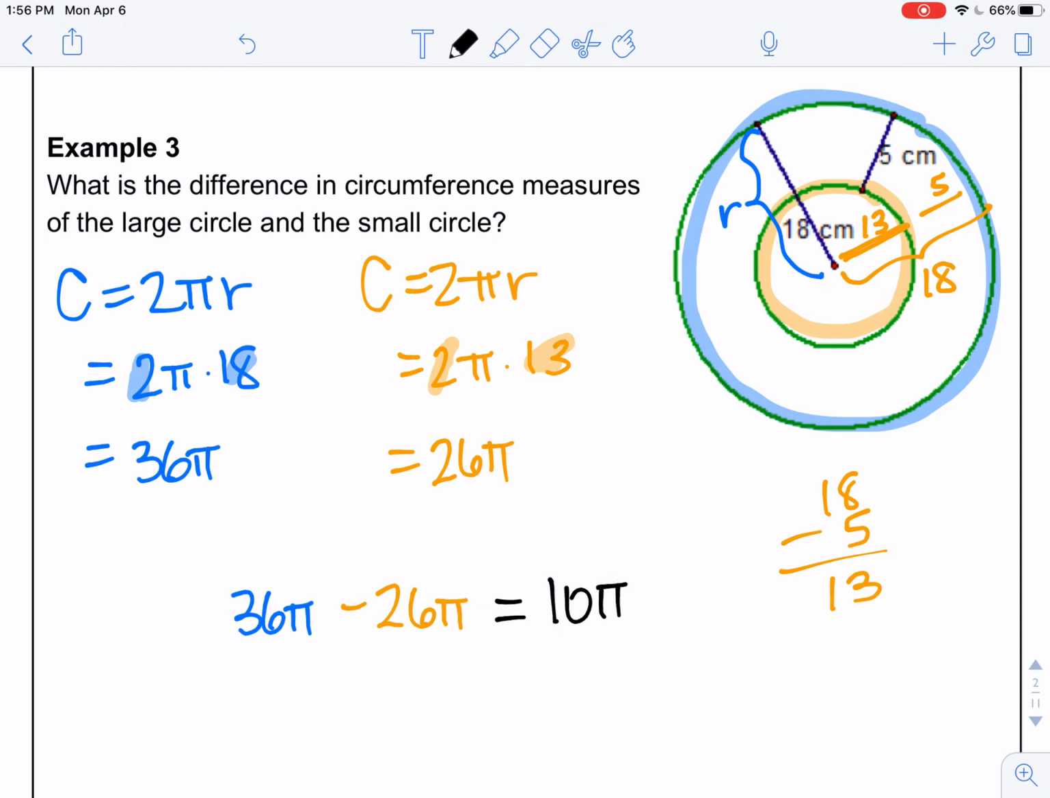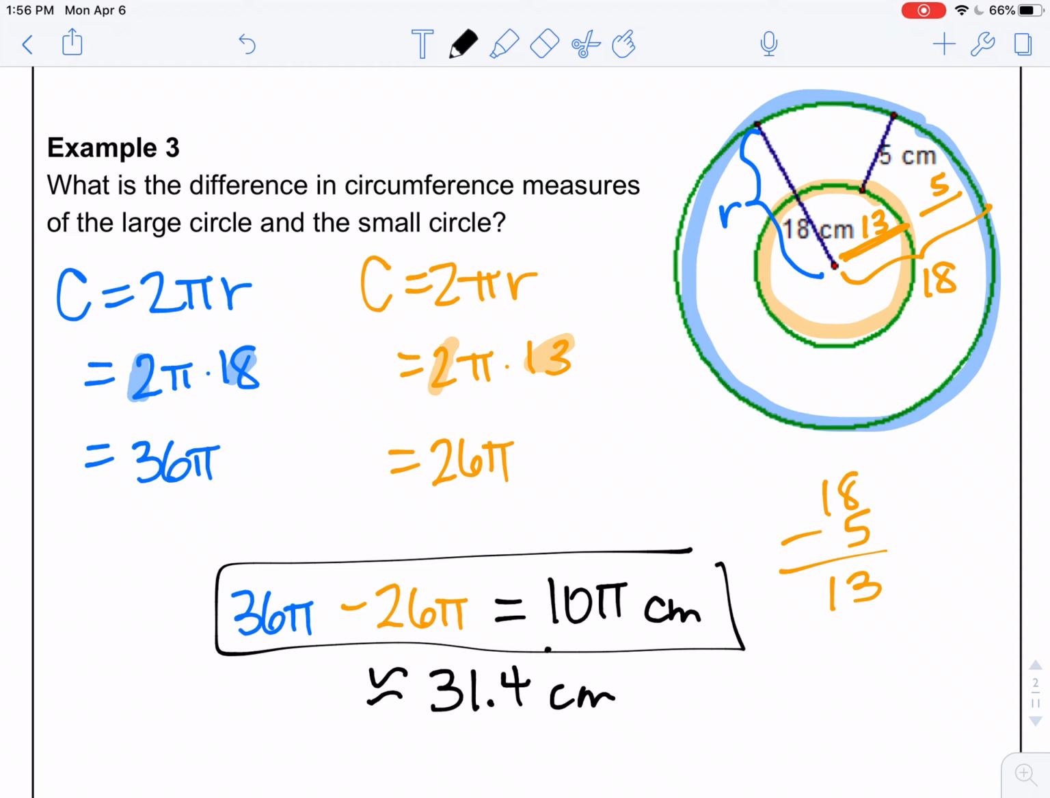In this particular question, I didn't ask for an exact answer, so we could have chosen to do it in decimal form. If we were to convert to decimal form along the way, we would end up with about 31.4, and I'm missing units for both of these, so centimeters. So it would be your choice in this situation because I didn't specify if it was rounded or exact. So 10 pi centimeters or 31.4 centimeters.